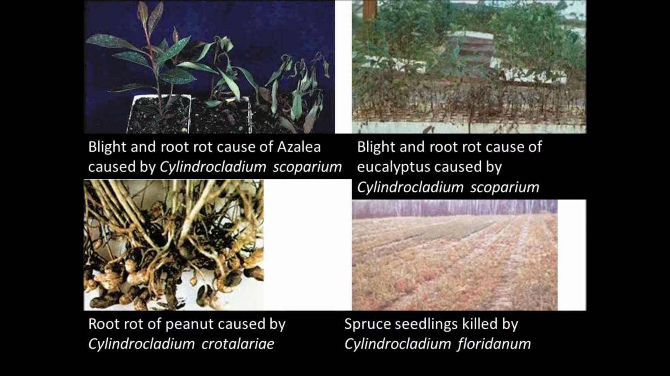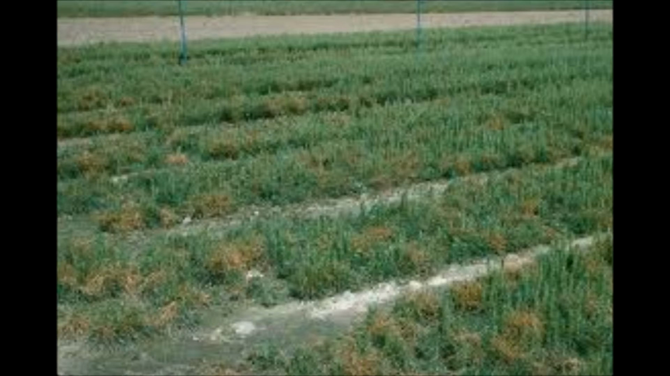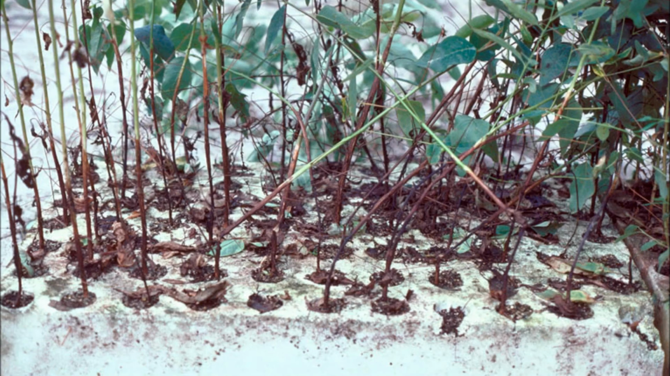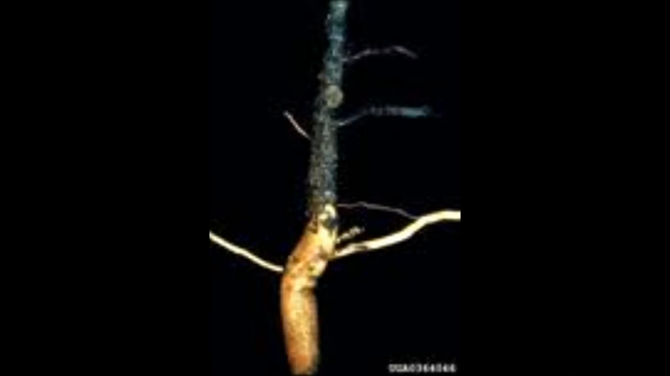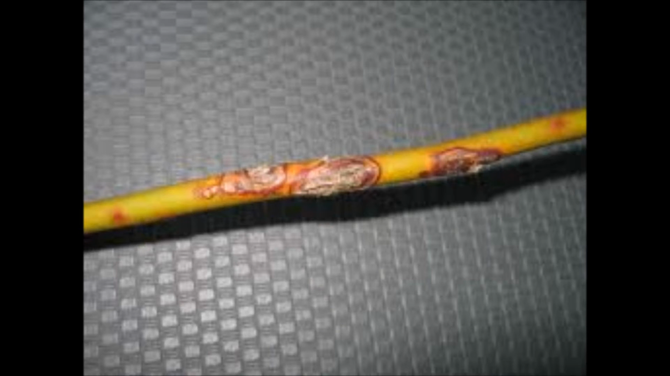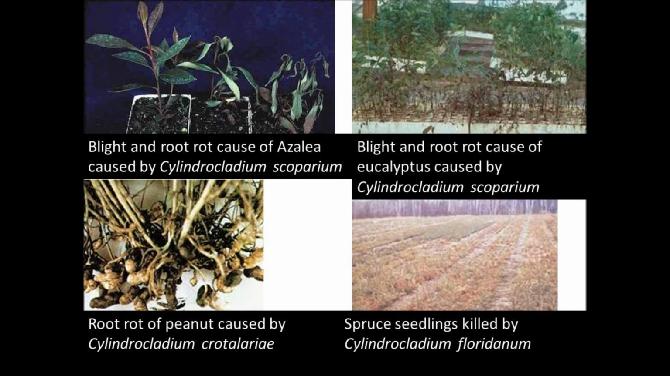Cylindrocladium species are important plant pathogens. They impact ornamentals, field crops, and forest seedlings. Azaleas, spruce, peanuts, and eucalyptus are just a few examples of crops that are often afflicted by this pathogen. Symptoms of Cylindrocladium include root rot, cutting rot, leaf spots, cankers, and shoot blight. Although most Cylindrocladium pathogens do cause a root rot, the Boxwood Blight pathogen appears to not infect the roots of the boxwood.